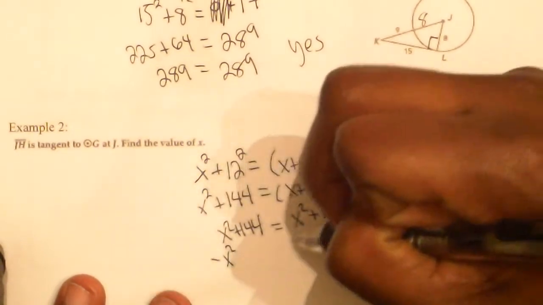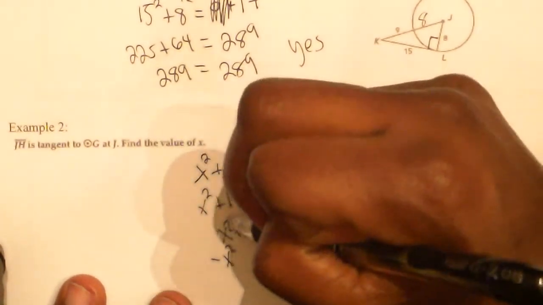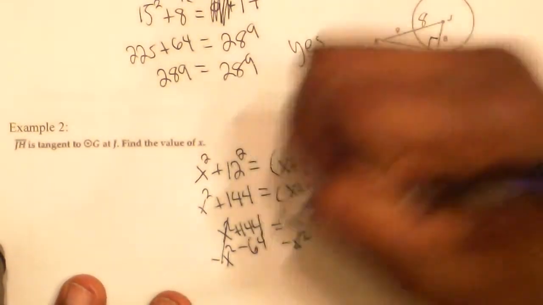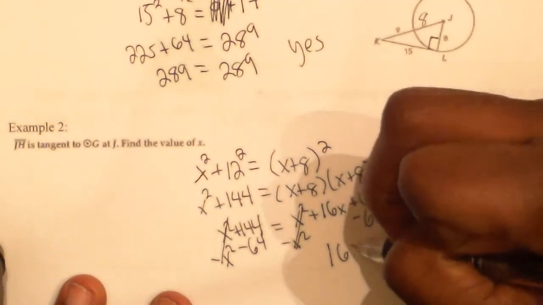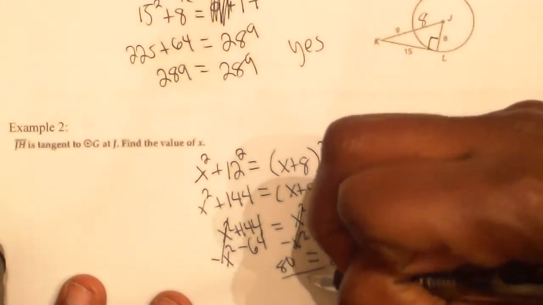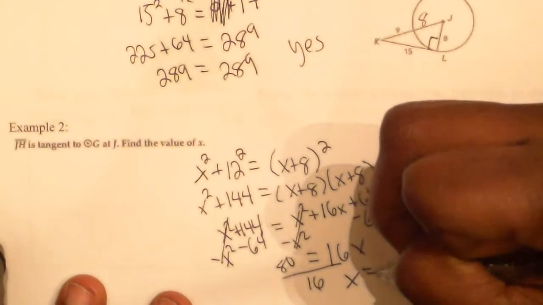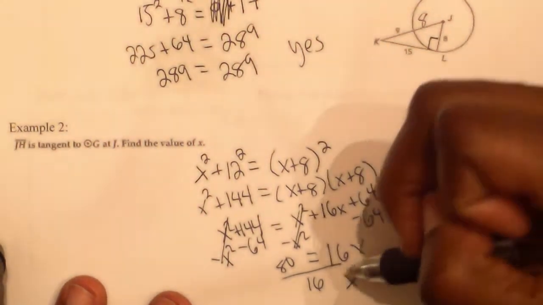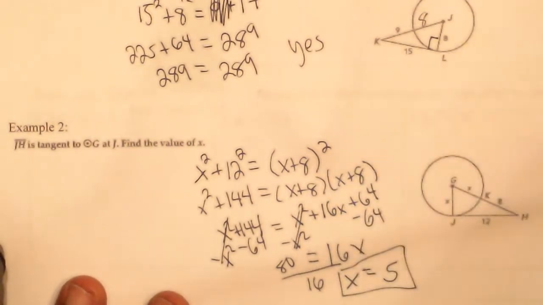We subtract x squared on both sides. Cancels. Subtract 64 on both sides. And we're left with 16x equals 80. Divide by 16, and x equals 5. And so there we were able to find our value of x.